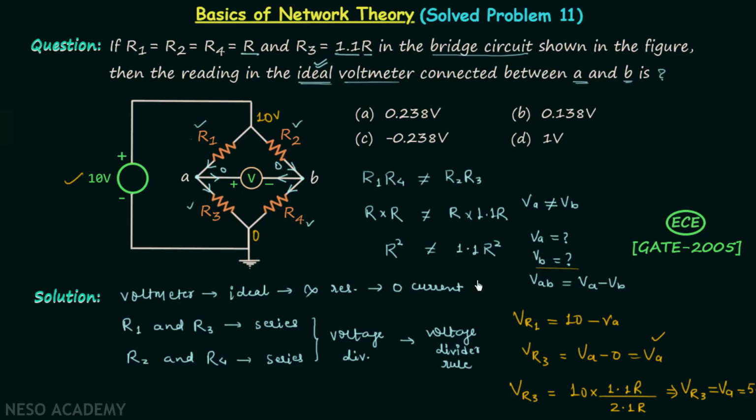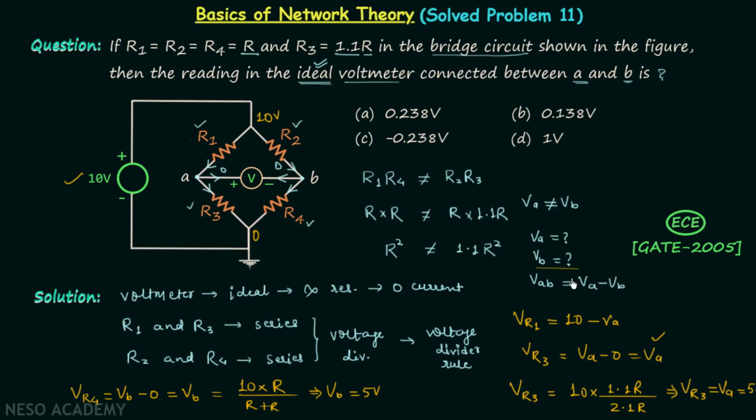Now we will focus on calculation of potential VB. And to calculate VB, we will calculate the voltage across resistance R4. And we can see that voltage across R4 is equal to VB minus 0. So voltage across R4 is equal to VB. And from the voltage divider rule, it will be equal to 10 multiplied by R4, which is R, then divided by R2 plus R4, which is R plus R. When you solve it, you will get VB equal to 5 volts.